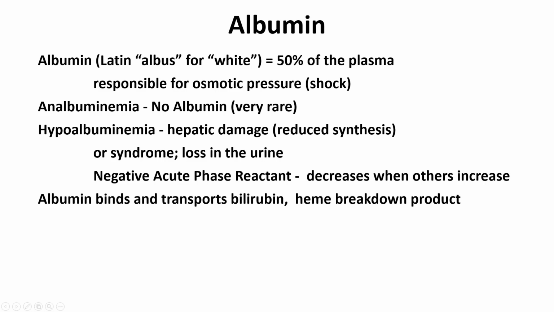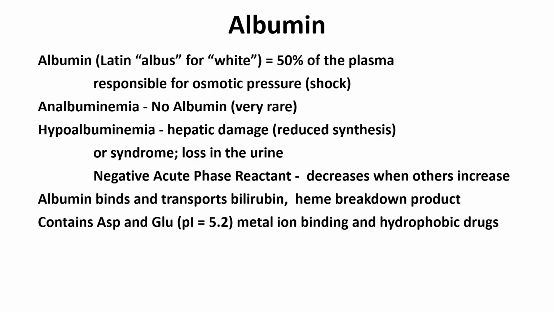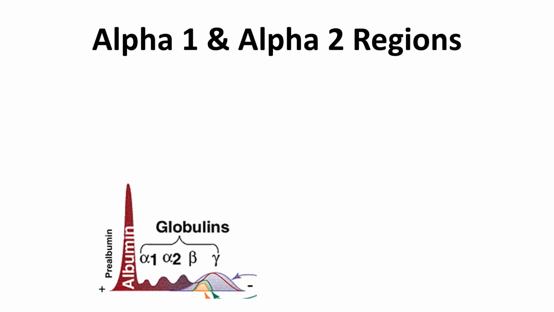It's because bilirubin is a heme breakdown product, or degradation product, and heme is the chromophoric group that's in red blood cells that makes them red. Albumin contains a lot of aspartic acid and glutamic acid and has an isoelectric point of about 5. It's metal ion binding because of that. Metal ions are positively charged, albumin's negatively charged, and since it binds bilirubin, that's a hydrophobic compound, it binds other hydrophobic things such as drugs.